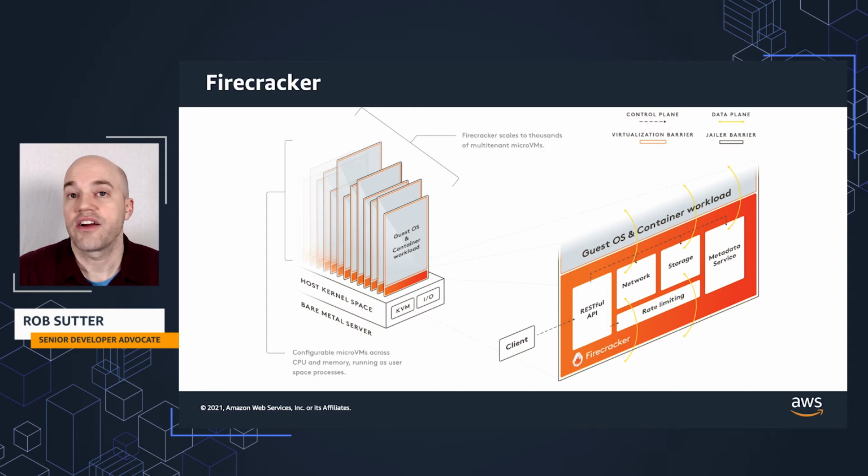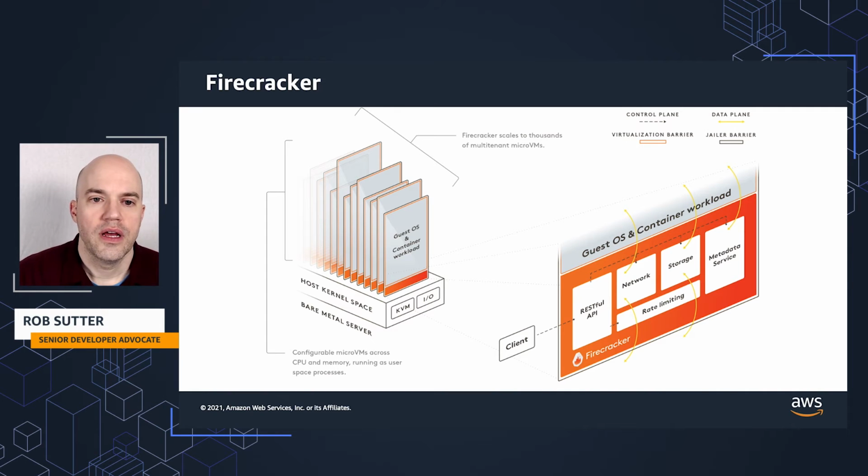Visually, the Firecracker environment looks like this. You have a bare metal server, that's that EC2 Nitro instance that we referred to before. And on top of that, there's a host kernel space. You can think of this as Firecracker as an OS, but it's actually KVM. On top of that, you have a number of guest OSs and container workloads. Now, as you see on the slide, Firecracker scales to thousands of multi-tenant micro VMs on a single instance.